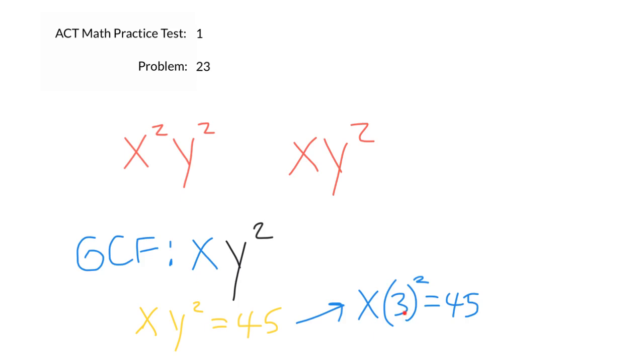So y could be 3. Okay, once again, we have some number times a perfect square that gives us 45. The perfect square factor of 45 is 9. So what squared gives you 9? 3. So that's how you do that one. That is answer choice E.